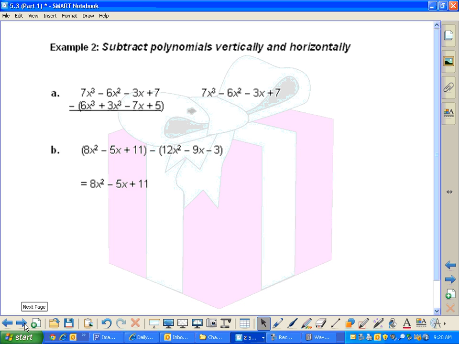Let's subtract. Again, subtraction is not really something I do with polynomials, although it says to subtract. Whenever I subtract polynomials, I always add the opposite. Essentially distributing the minus sign into the second polynomial.